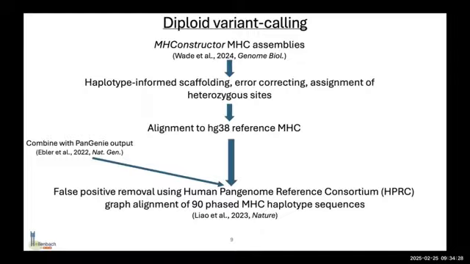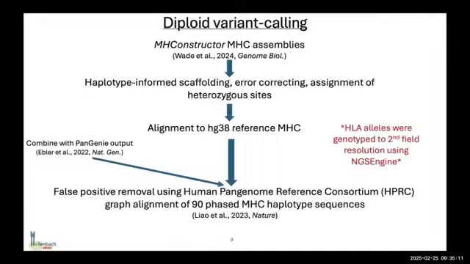Finally, variation was evaluated for possible false positives because we know with short read data that can be a big problem. And so I've done this by taking the 90 phased MHC haplotype graph structure from the Human Pangenome Reference Consortium, and essentially, if our variants were included in that graph, they were retained, and if they were not included, they were excluded. So we do lose a few true positives doing that, but we filter out significantly more false positives. So it's definitely a more conservative approach that can help us be more confident in our ultimate variants.